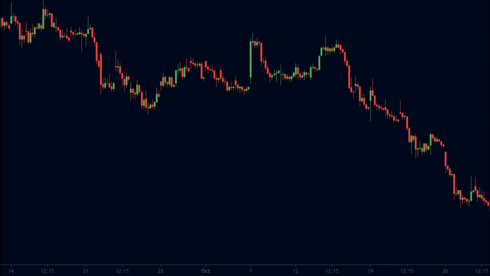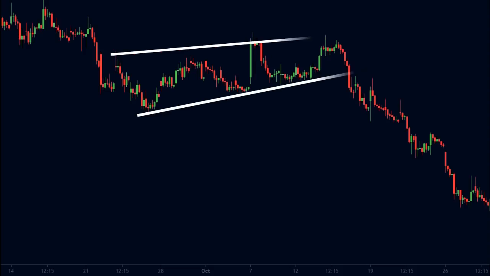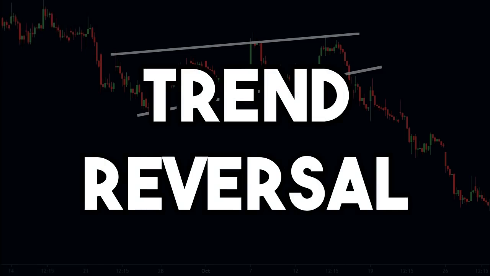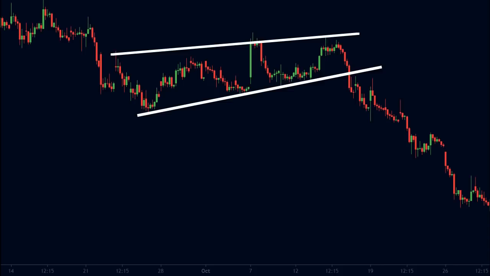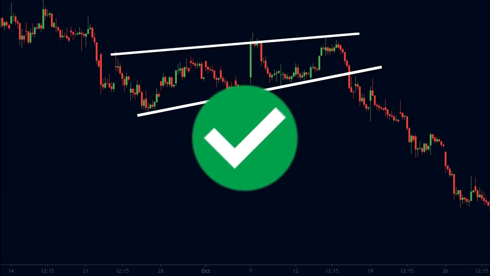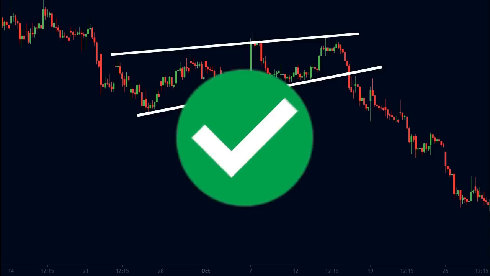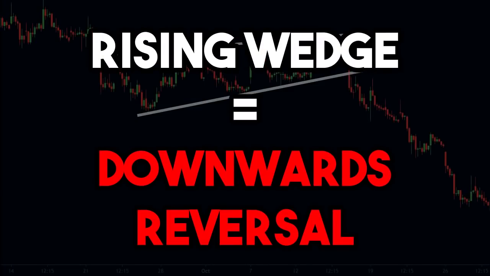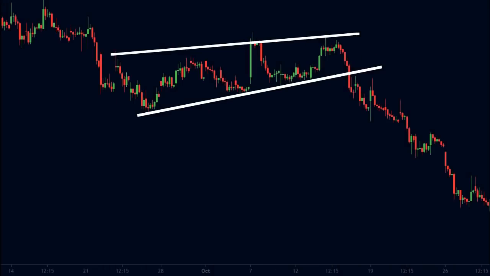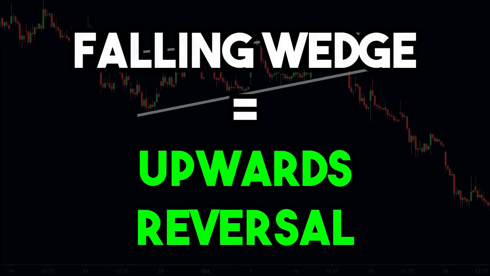By definition, a wedge pattern is formed by creating two converging lines that connect the highs and lows of the price respectively. The main characteristic of the wedge pattern is that the distance between the upper and lower boundary keeps on decreasing as new candles are formed. Unlike the flag pattern, the wedge pattern indicates a trend reversal. And let me tell you that wedge patterns are one of the most successful ways of identifying a reversal. So if the wedge pattern is rising, we expect a downtrend to occur. And if the wedge is falling, we expect an uptrend.